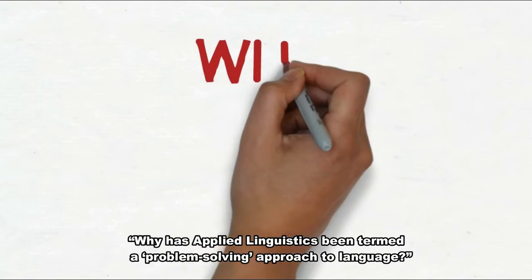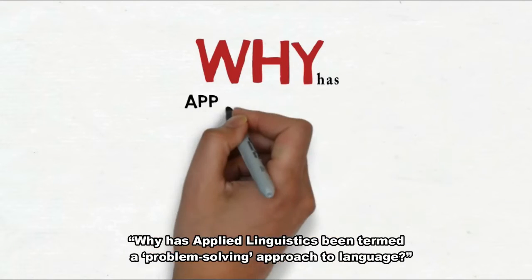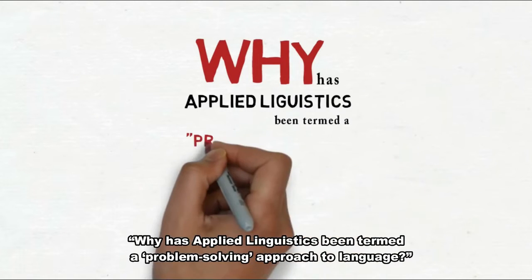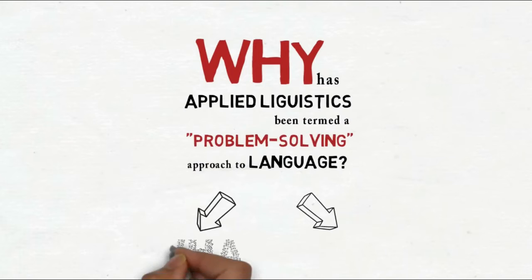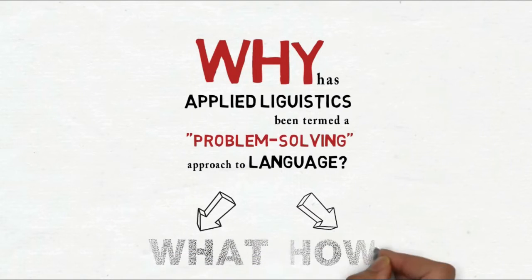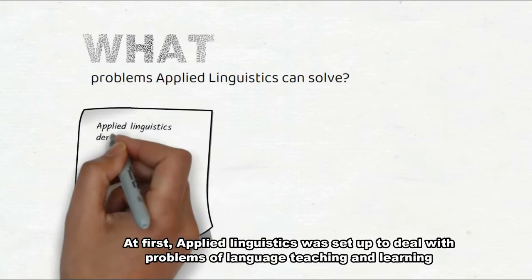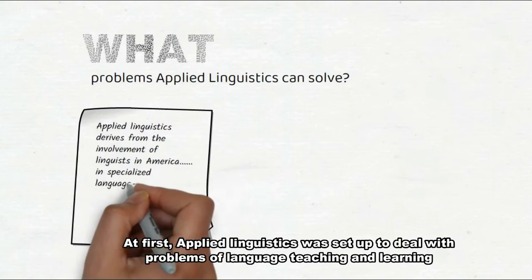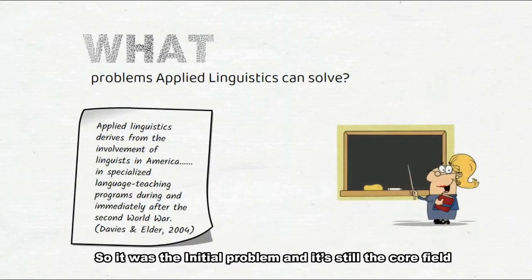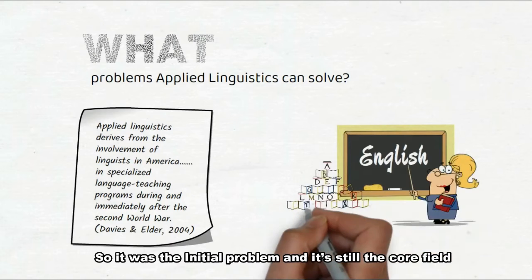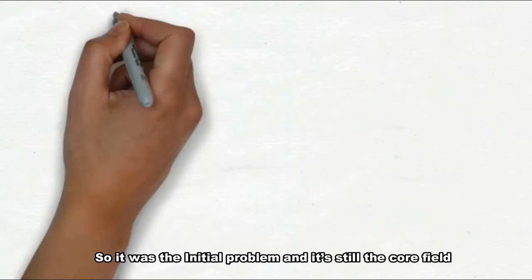Today, I'm going to talk about the question, why has applied linguistics been termed a problem-solving approach to language? We can explain by answering these two questions. What problems applied linguistics can solve, and how they were solved. Let's start with what. At first, applied linguistics was set up to deal with problems of language teaching and learning, so it was the initial problem, and it's still the core field.